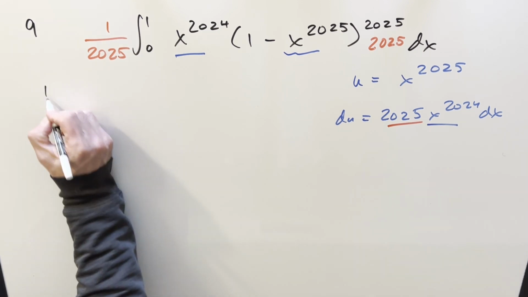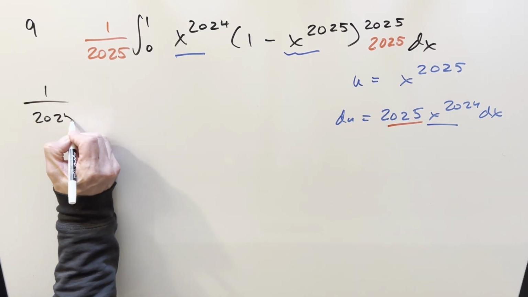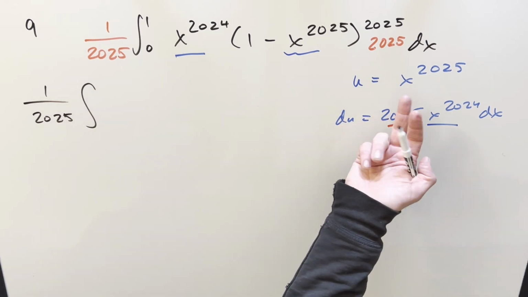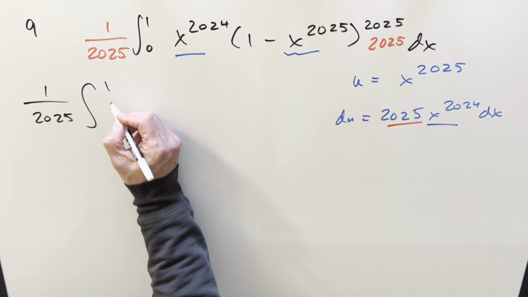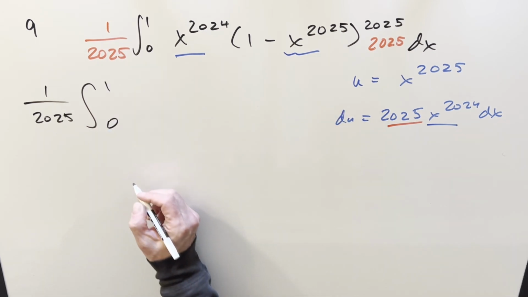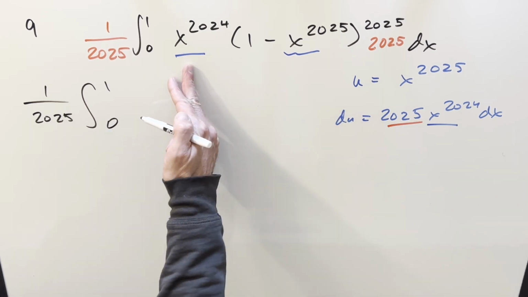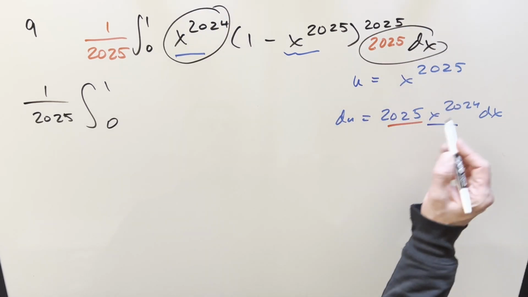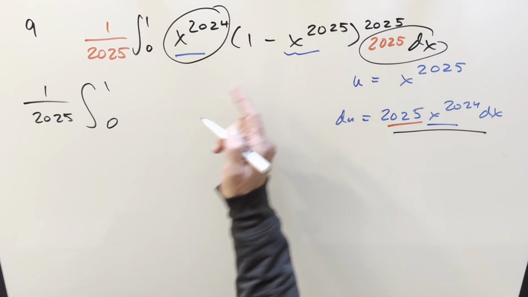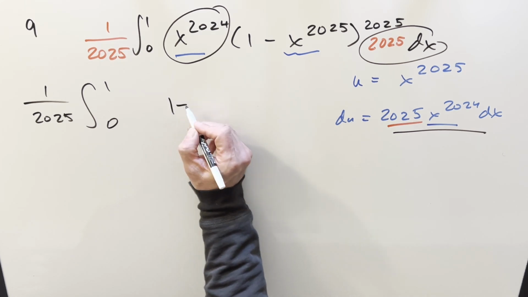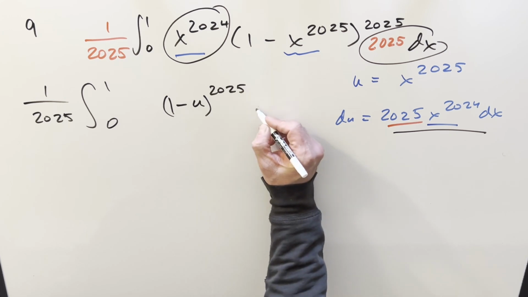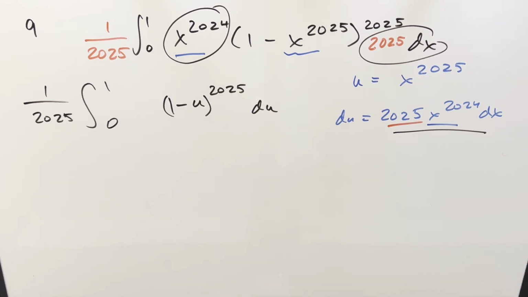So now go ahead and substitute. We'll have this constant value in front, plug in. The nice thing about 1 and 0 is they don't really change. So you plug in 1, you get 1. You plug in 0, you get 0. X, we're not going to look at this because I'm going to group this with this to get our du value. So we'll look at this part, and this is going to become (1 minus u) to the 2025, and everything else is du.